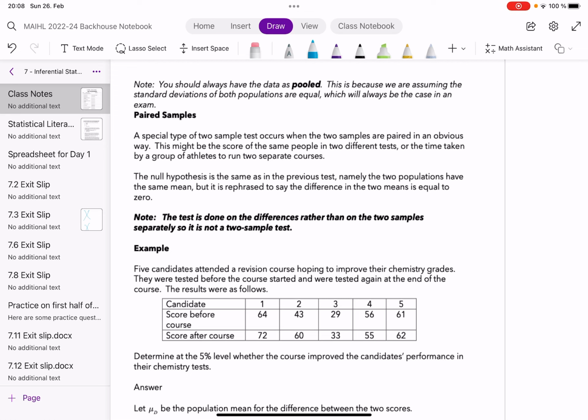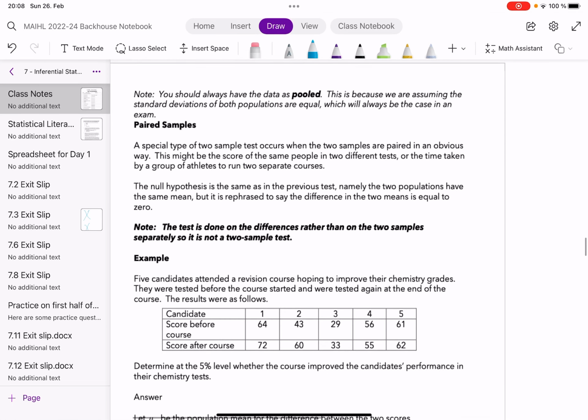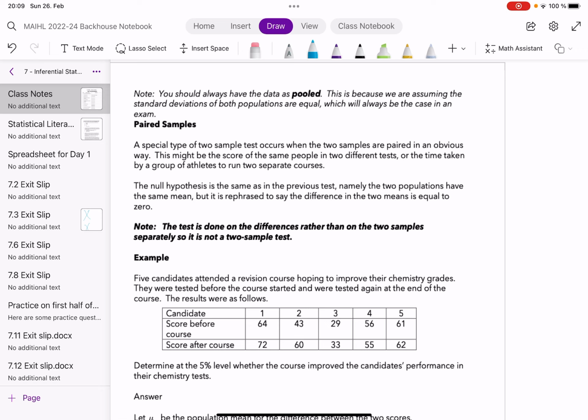So when I say paired up in some sort of obvious way, it means that instead of having two separate groups, maybe we have the same group and we're looking at them doing a chemistry test and a physics test, and we're seeing if they're stronger in chemistry or physics. Or maybe we're taking these students and we're giving them an intensive revision course, and then we're giving them another chemistry test and seeing if the revision course has worked. Or maybe it's a group of athletes that go on a training camp and then come back, and we can compare their time on a course before the training and then a time on a course after their training, and we can make a comparison.